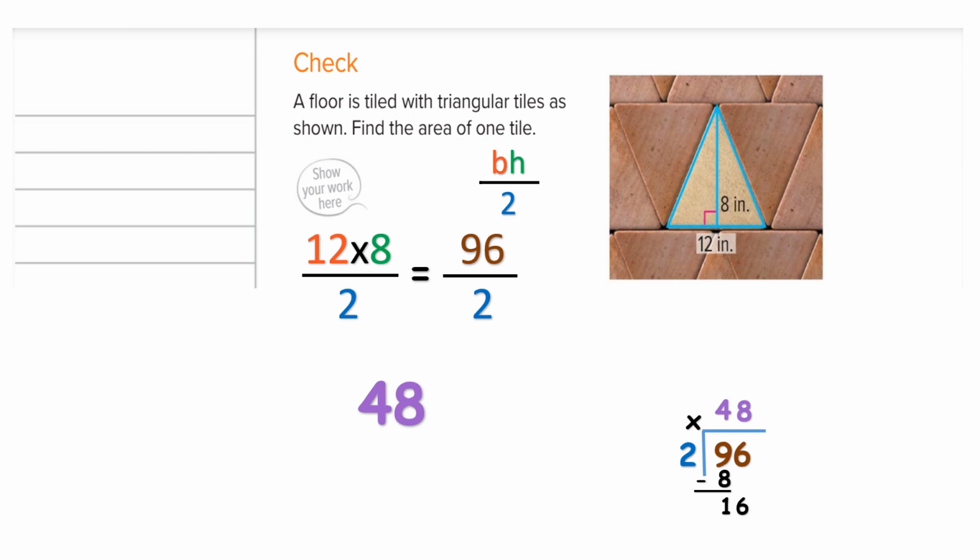However, if you just put 48, you're going to be missing a point because you have to have a label when we're doing measurements in geometry. Therefore, I look at it and it says inches, and I know since it's area, it has to be square inches. That's your complete answer.